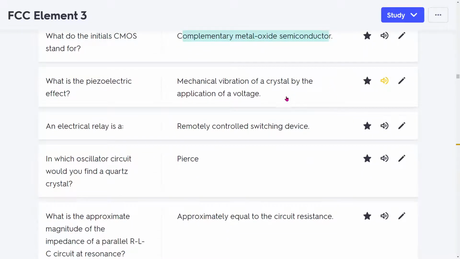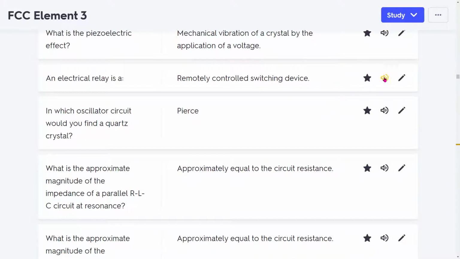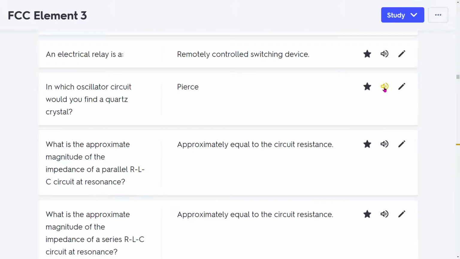What is the piezoelectric effect? Mechanical vibration of a crystal by the application of a voltage. An electrical relay is a remotely controlled switching device. In which oscillator circuit would you find a quartz crystal? Pierce.